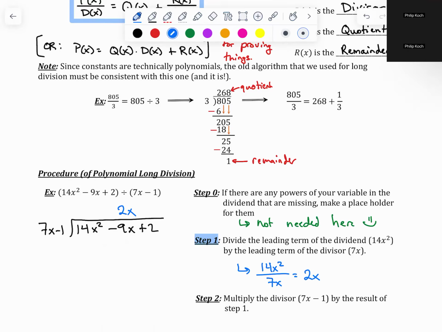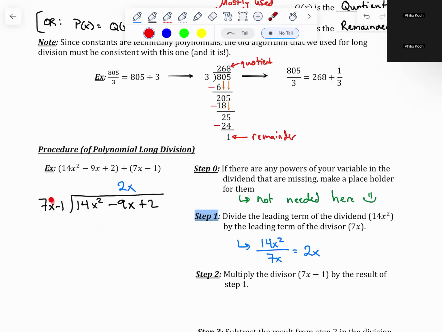So what am I doing here? In the same way above where I was trying to take how many times does 3 go into 8, I'm saying how many times does 7x go into 14x squared? How many times does 7x go into 14x squared? 7 goes into 14 2 times. X goes into x squared x times. And that's where we get that. So what's actually happening is I'm dividing them to figure it out.